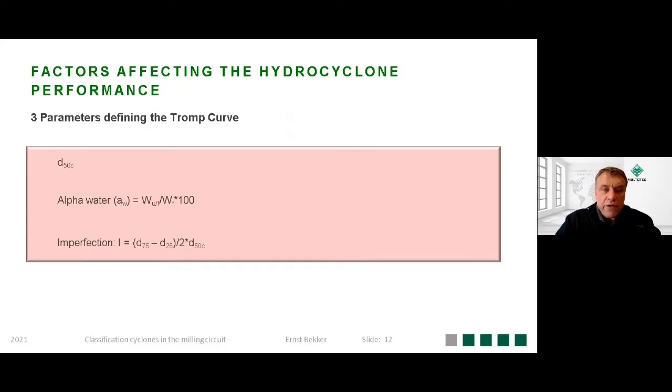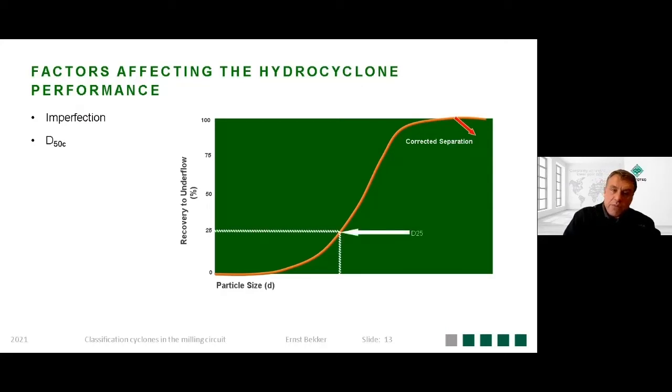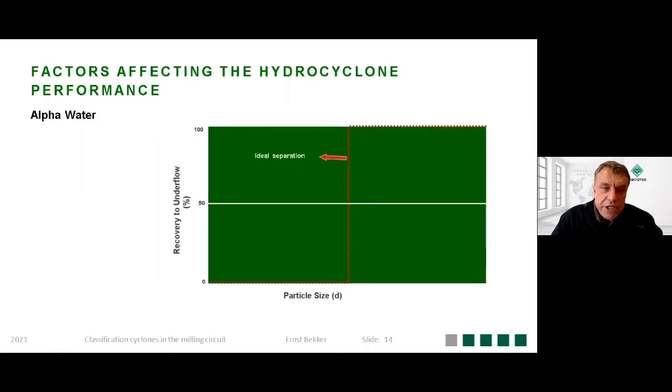And then also the imperfection, which is then looking at the D75 and D25 size fractions as well. So in the corrected curve, you've got your D25, your 25% probability reporting to underflow, your 50% and your 75%, and the imperfection is then the slope that you see on that curve. And the steeper the slope, the lower the imperfection, the better the efficiency of separation.